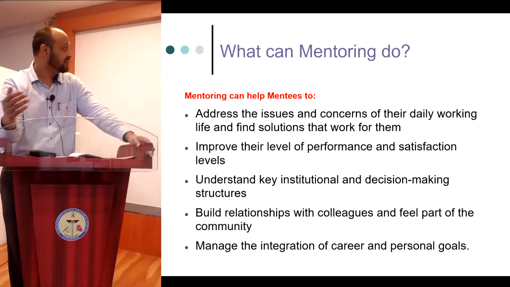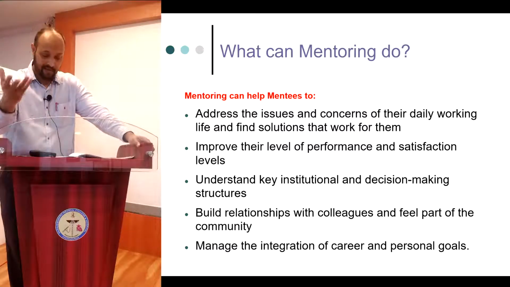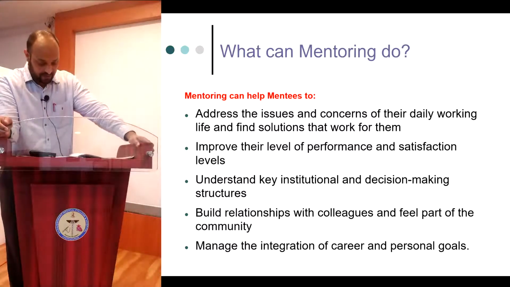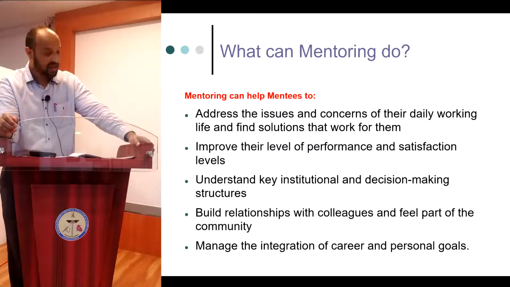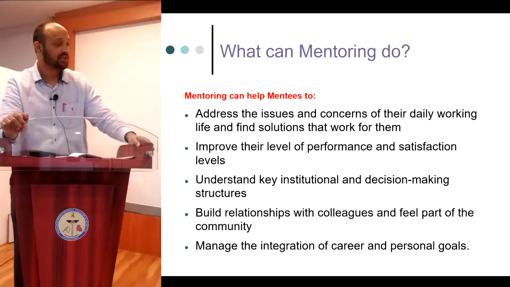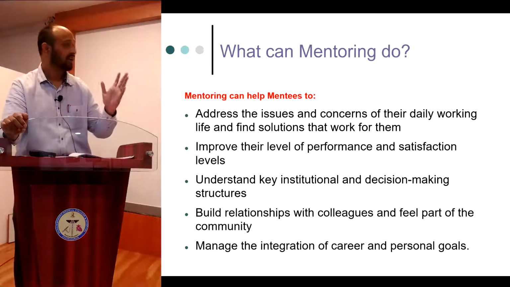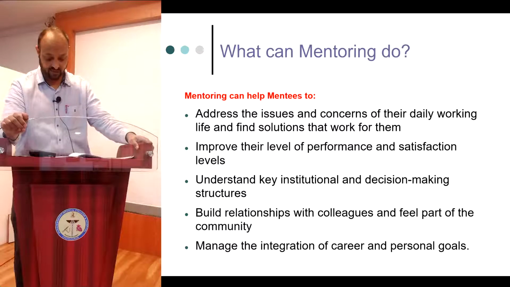It helps improve their performance and satisfaction level, whatever they are doing professionally. They should have good performance, and whatever they do, they should have satisfaction.